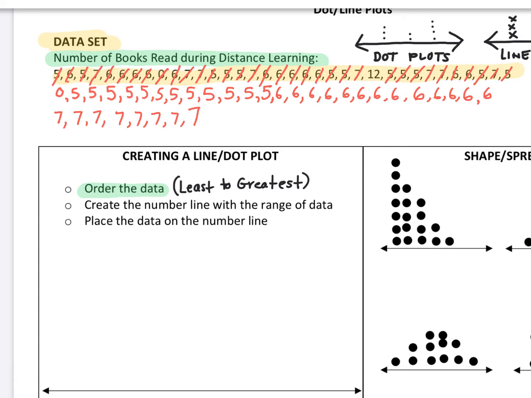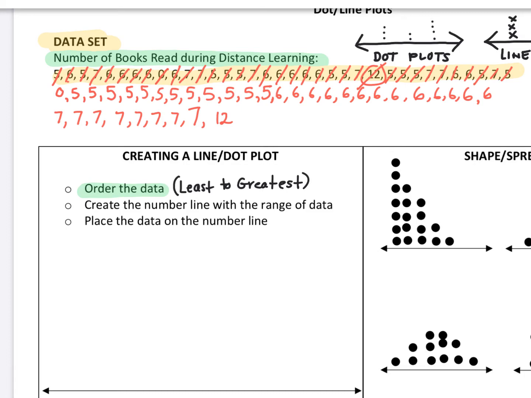I only see one more left, and that is a 12. So I know I don't have any 8s, 9s, 10s, or 11s, but I do have a 12, so I'm going to write it here. If I wouldn't have crossed these out, I really would have messed up my data. Okay, let's go ahead and go on to the next one.